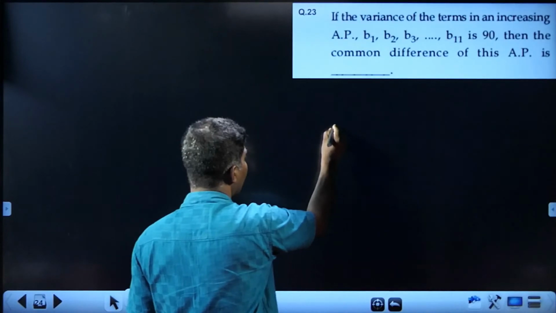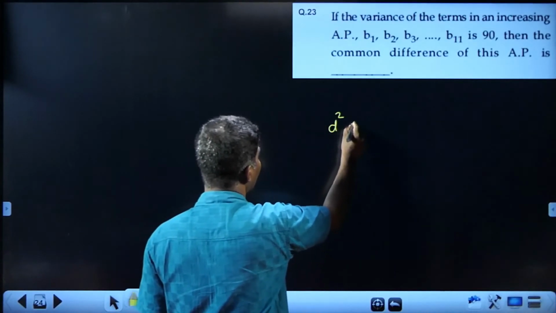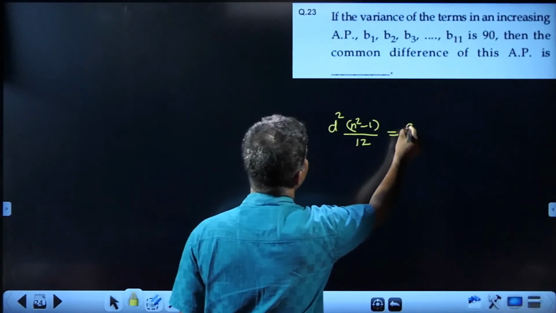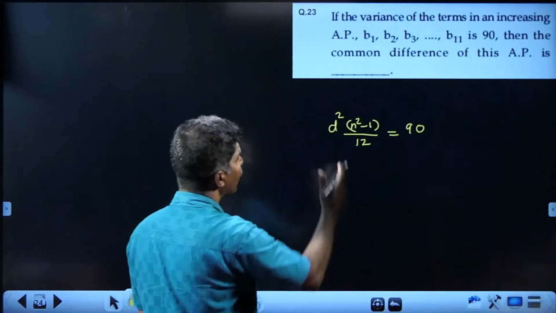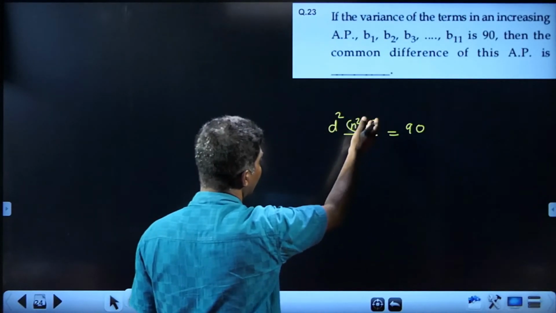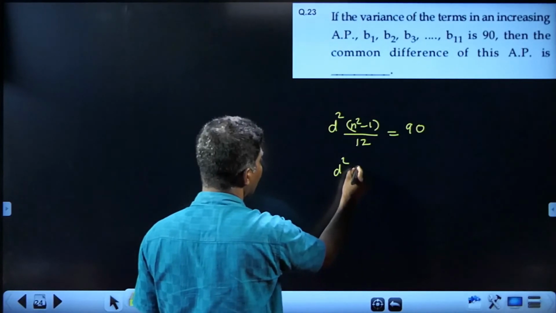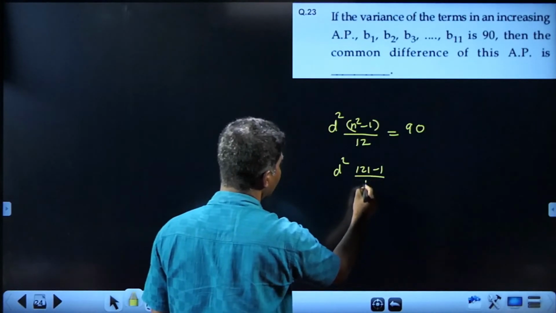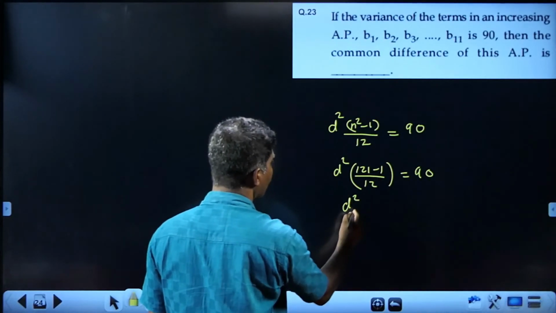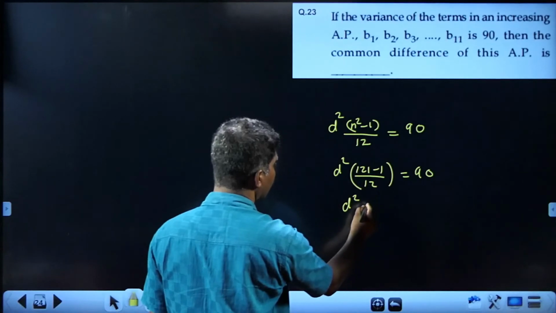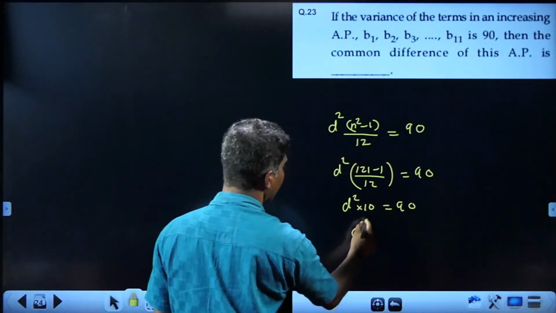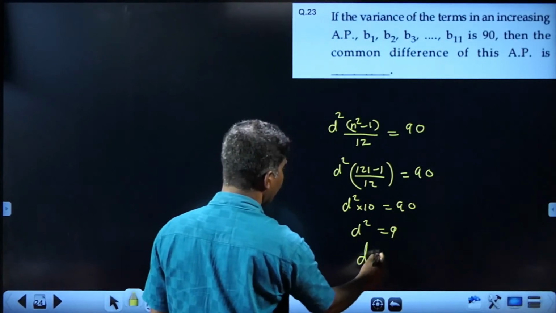Variance of an AP is actually D square into N square minus 1 divided by 12. That is given as 90. But N is equal to what? N is equal to 11. So 11 square is 121. D square into 121 minus 1 divided by 12 is equal to 90. So D square into 120 by 12, which is 10, is equal to 90. You will be getting D square is equal to 9. Very simple. D is equal to 3.